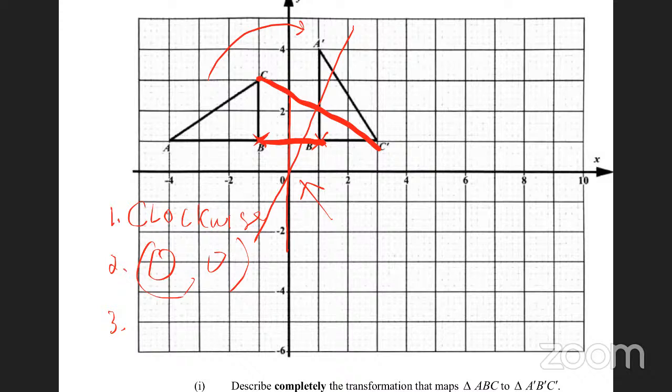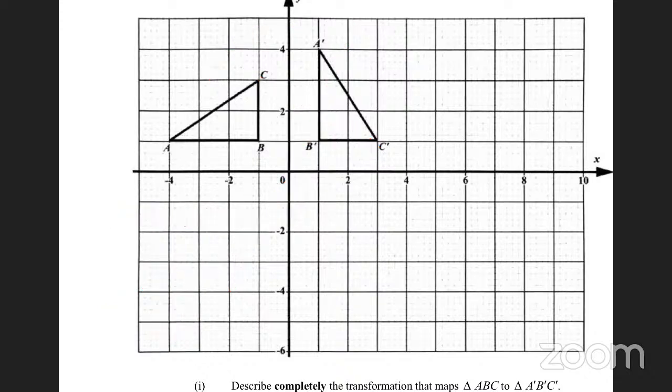And what's the angle between them? 90. Okay? The angle between them is 90.